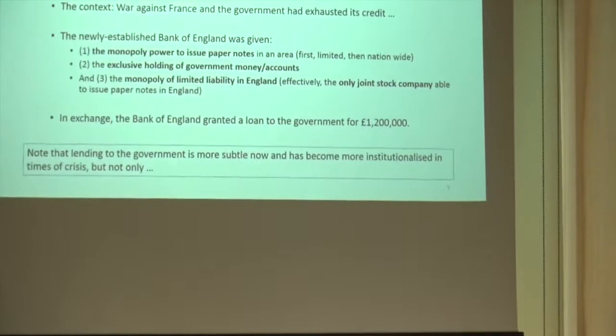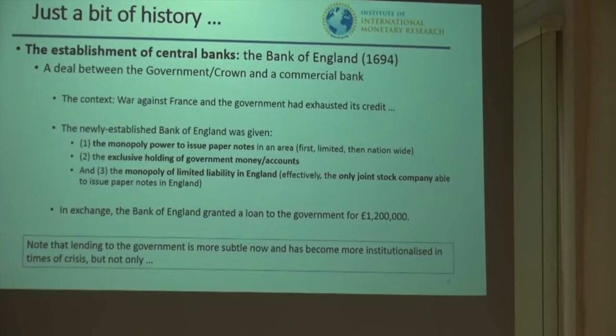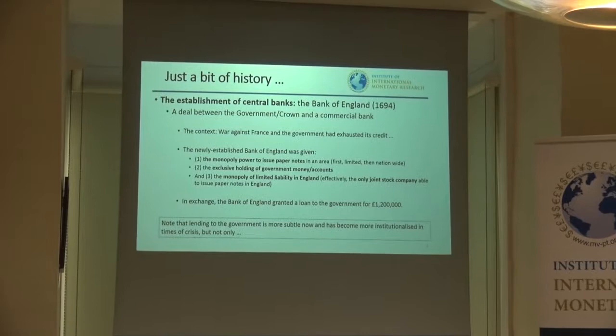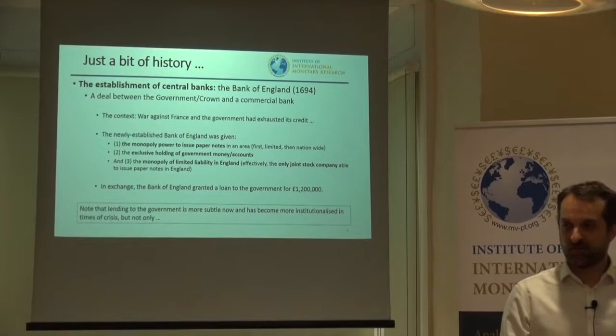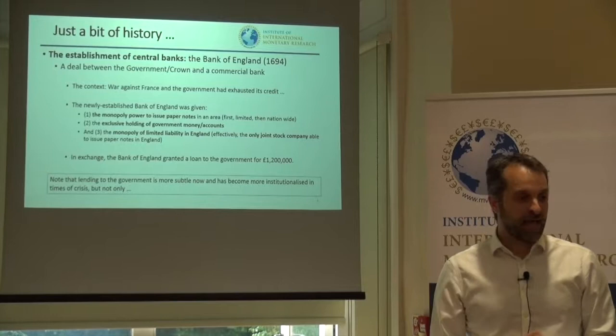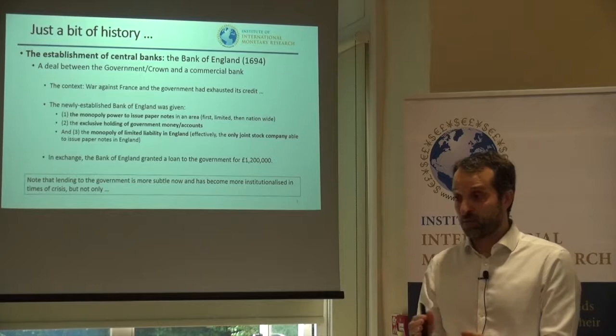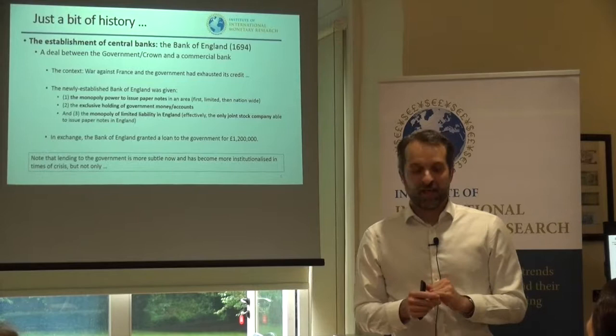Just a bit of history, please. Do you know how the Bank of England was established? 1694, and it was a very special deal between two parties. A government, or the crown, in need of finance at that time, in order to pay the war expenses against France, and one specific actor in the market, the bank that was going to be called the Bank of England. So again, a deal between two parties. The deal consisted of the following.